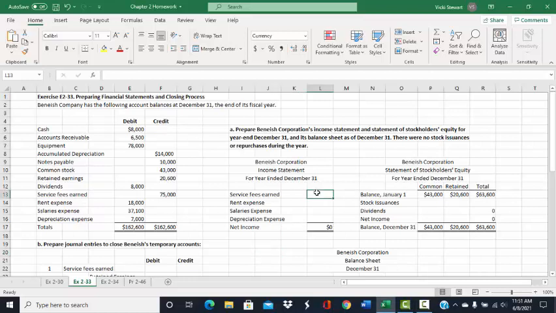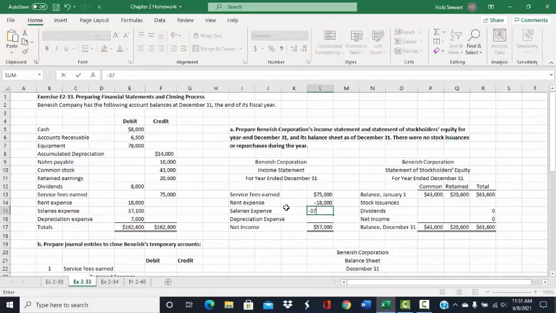So for the income statement, we start with our revenue. We had service fees earned of $75,000, and we're going to subtract from that our rent expense of $18,000 per the trial balance, our salaries expense of $37,100, and our depreciation expense of $7,000. And that gives us net income for the year of $12,900.